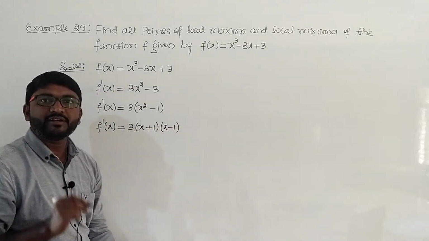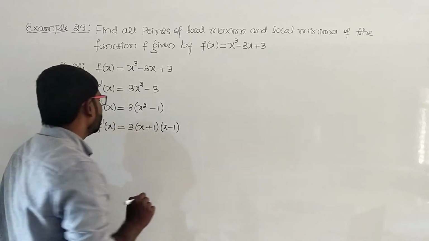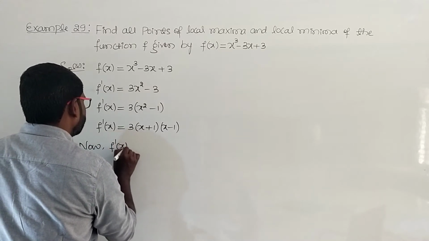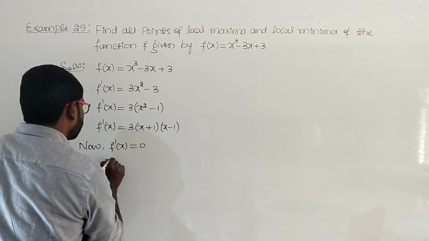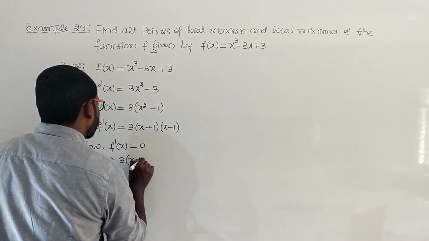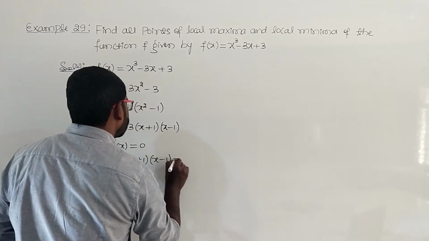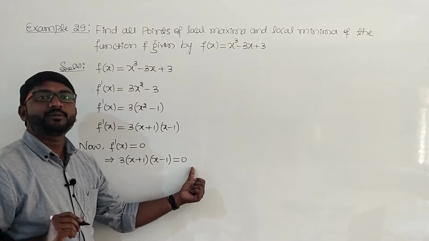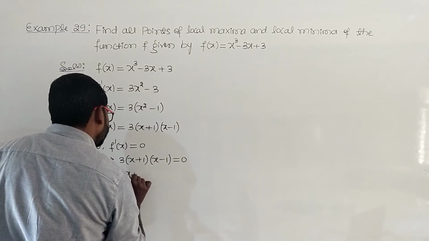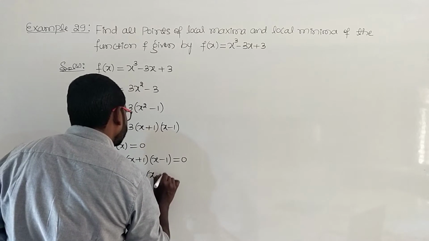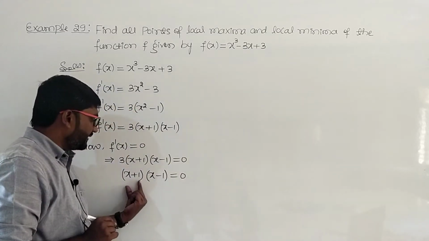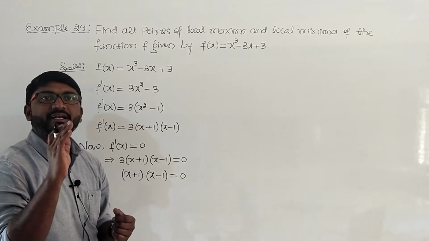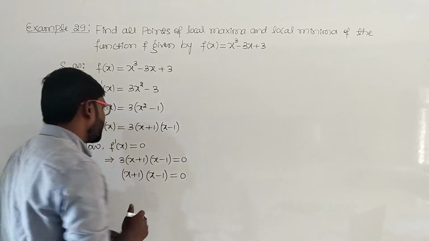To get the critical points, we have to equate f dash of x with 0. f dash of x equal to 0 implies 3 times x plus 1 into x minus 1 equals 0. Now take 3 to the RHS, it goes to the denominator, and 0 by 3 is 0. So x plus 1 into x minus 1 equals 0. Now we equate these two factors with 0: x plus 1 equal to 0 or x minus 1 equal to 0. That means we get x equal to minus 1 and x equal to plus 1.